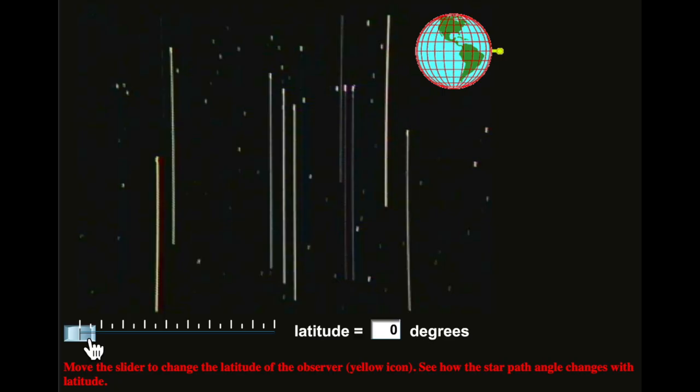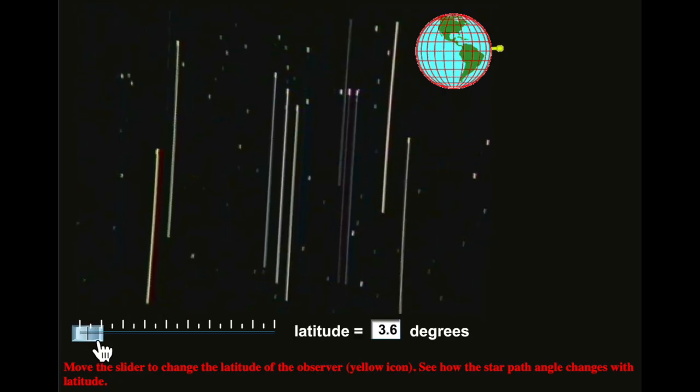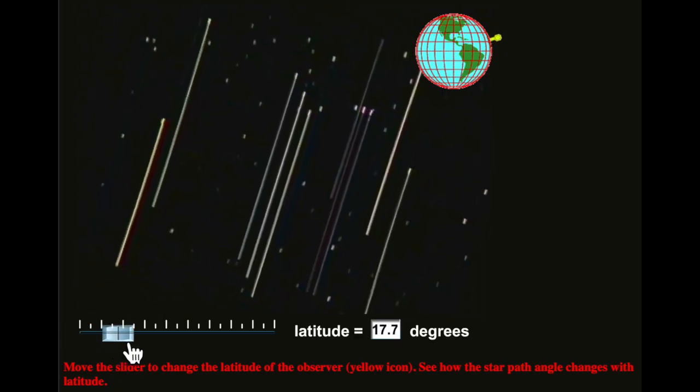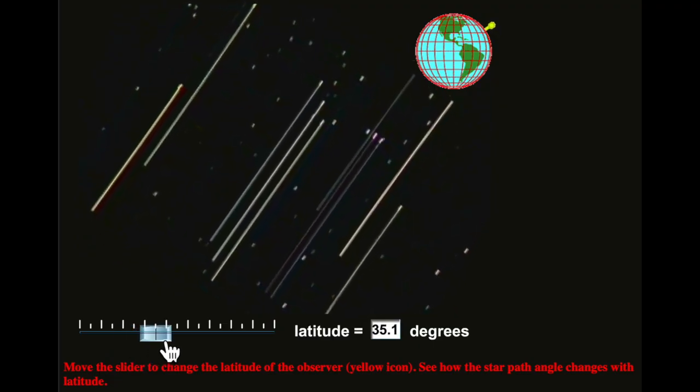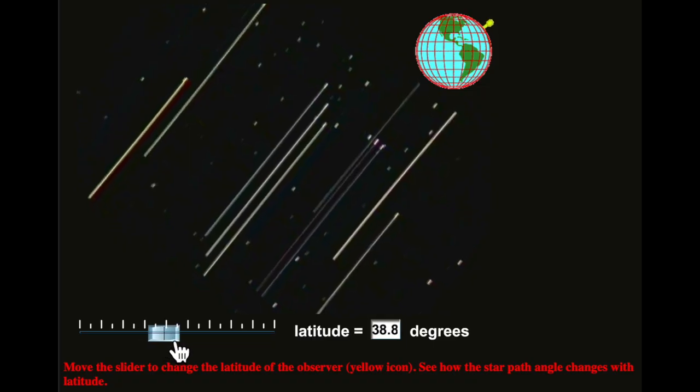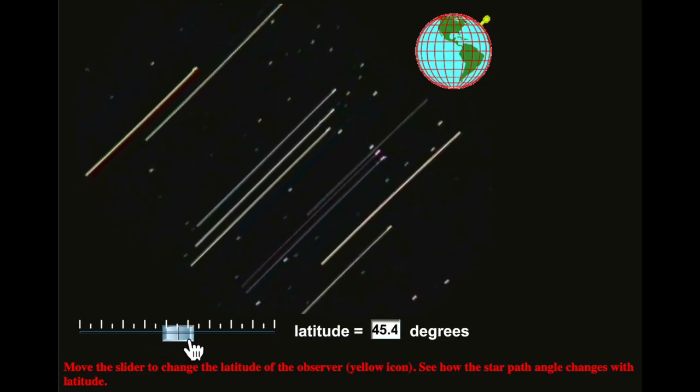With the star path angles animation, you can see how the angle the star paths make with respect to the horizon changes with your latitude. It starts out at 0 degrees latitude with the observer, the yellow icon on the Earth globe in the upper right corner, on the equator. As you move north, the star paths tip over. Bakersfield is at a latitude of 35 degrees.